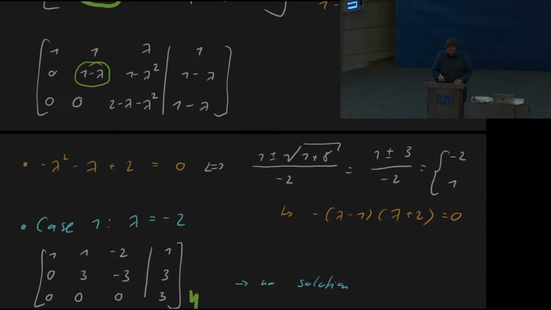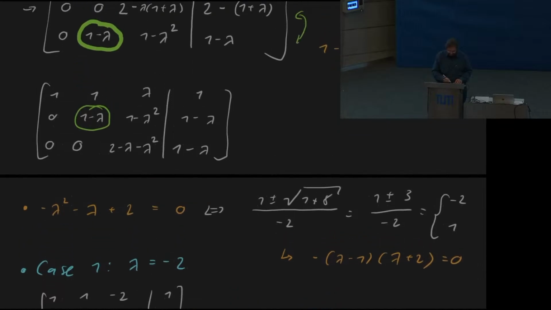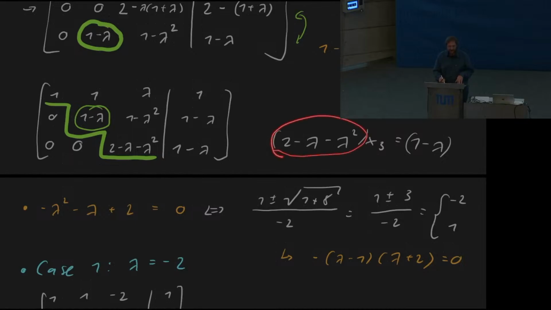All right, so this is how it looks now. So here's our staircase, right? And that means we have reached echelon form. And now we'll need to start with our backward substitution process. So first we need to solve this last equation here, right? This last equation that is 2 minus lambda squared times x3 equals 1 minus lambda. So to solve this, we just need to divide by that factor here.